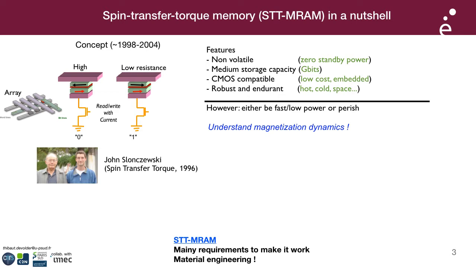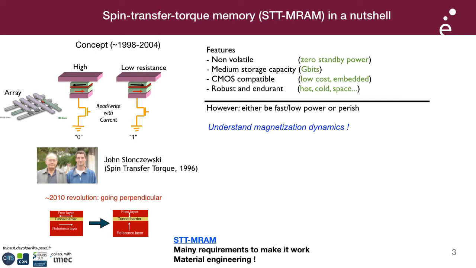Then we soon realized that it could have a reasonable storage capacity, that it could probably be fabricated above the back end of line of CMOS, and that as most magnetic technologies, it's robust and endurant, so it can work in hot or cold environments. It's radiation hard, so it could work in space. But one of the questions that was very important to answer was whether this technology could be rather fast and rather low power. Otherwise it would not exist, and this is what triggered a lot of physical studies to understand magnetization dynamics.